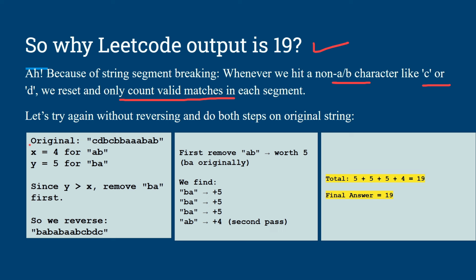both steps. So very first, the original string we have been given, X is 4, Y is 5. So for AB and BA, here Y is greater than X, meaning we will remove BA first, right? If you remove the BA first, you will get like this. Now remove AB, you will get the 5 BA originally. If you apply this, you are getting the points like this, right, in the second pass. So if you add all of these, you will get 19 and your answer is coming 19.